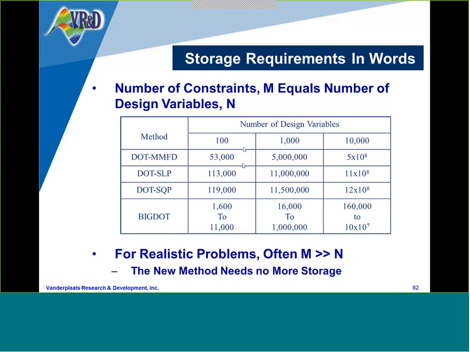If you look at the memory requirements of the modified method of feasible directions, if you have 5,000 variables and 5,000 active constraints, you can see you have 10 to the 8th, 10 to the 9 words of memory required. BIGDOT can use as little as 160,000, although it can use 10 to the 8th if you have that memory available.